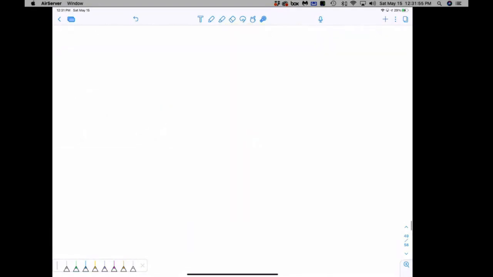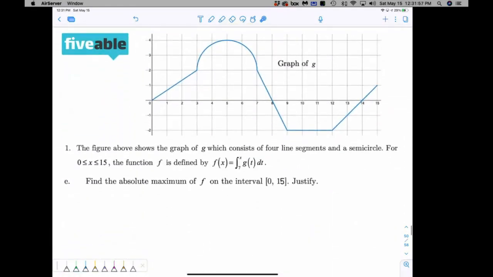Let's keep going because there's so many different questions they can ask you with this fundamental theorem. So here we go. We're looking at part E in this one. And in part E, they're asking us to find the absolute maximum of F. Now, this is a problem. Whenever you see these words, absolute maximum, what jumps into my head right away is this thing called the candidates test. You want to go and make a candidates test.